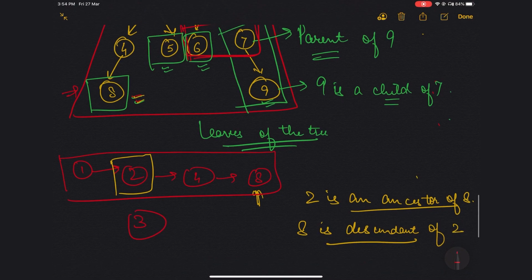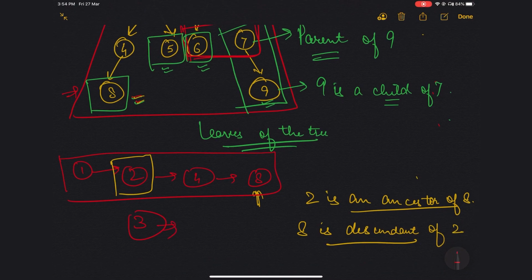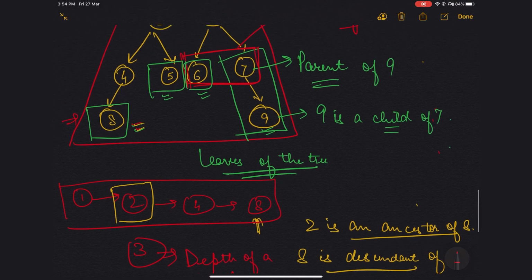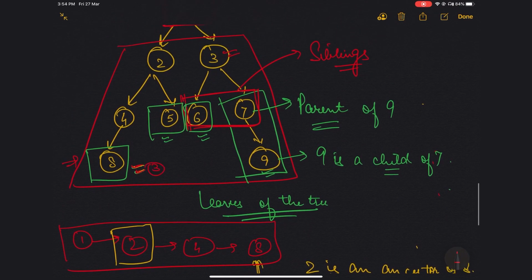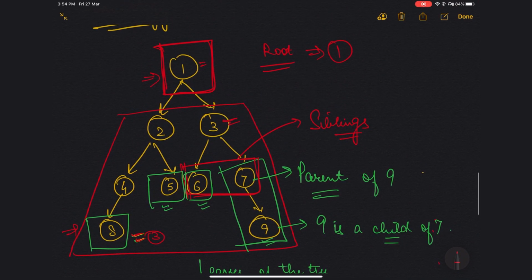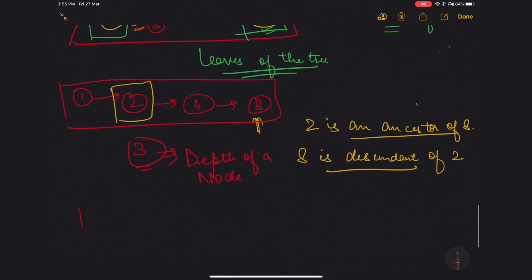The length of the path from root to a particular node is known as the depth of a node. In this case, the depth of node 8 is 3. Similarly, what is the depth of node 3? As the length of the path from 1, that is the root, to 3 is only 1, which means the depth of 3 is 1. Similar to depth, there is another term, which is height.